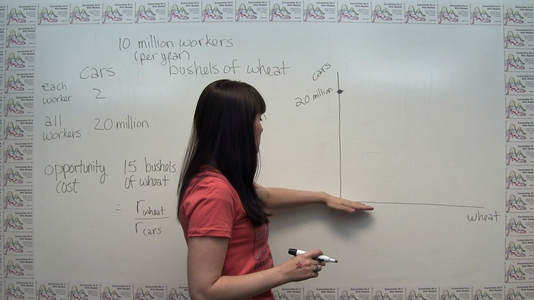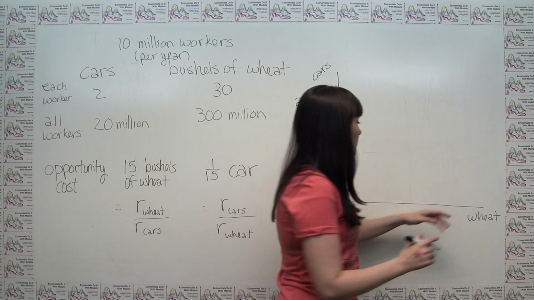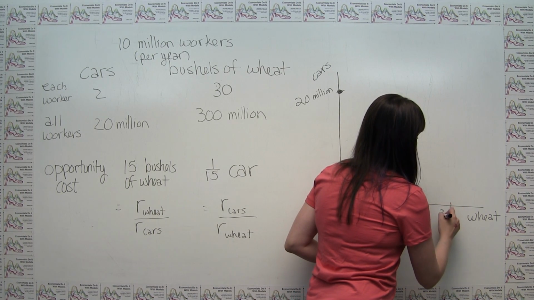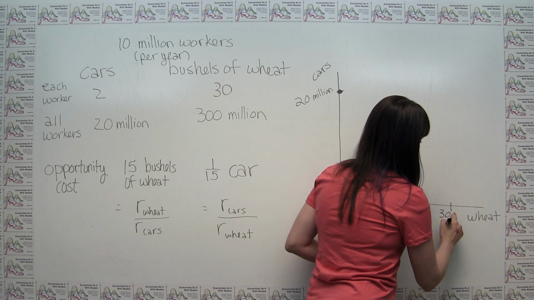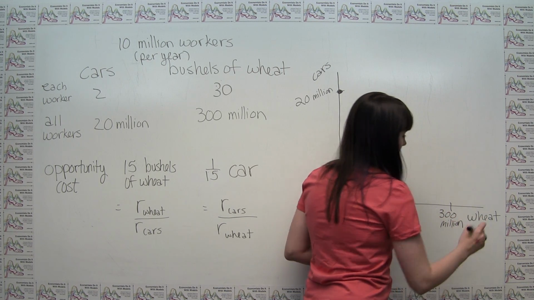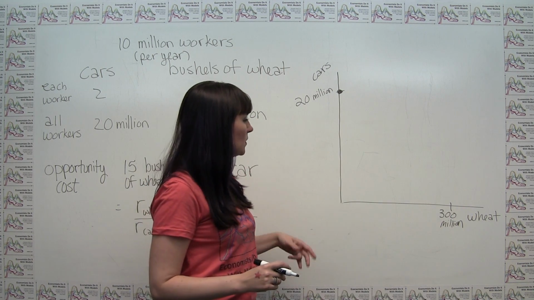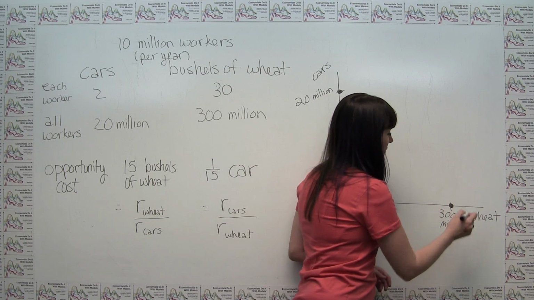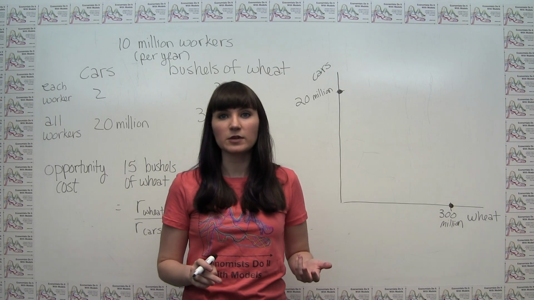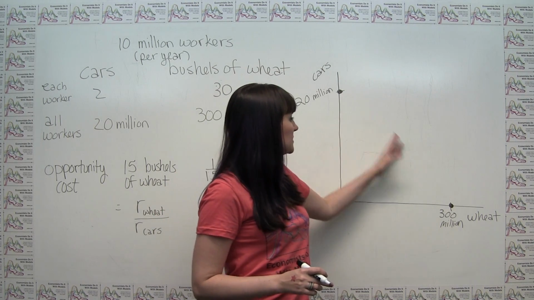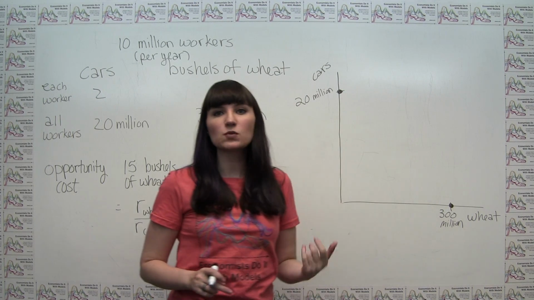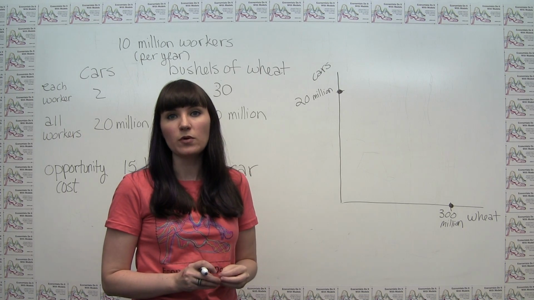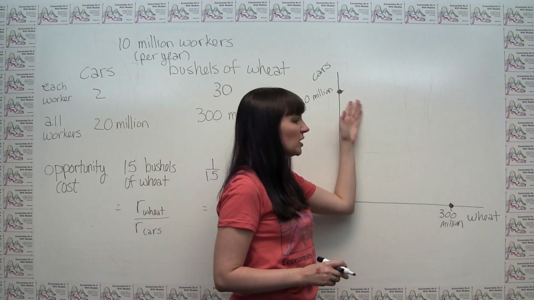Well, 0 cars is all the way down here. And then 300 million bushels of wheat, let's say, is here. Obviously, this isn't to scale, but at least gives us an idea of what's going on. So this has to be the other point on our production possibilities frontier. And then the last thing we want to think about is what happens between these 2 points, because that's going to dictate what sort of shape we should draw.